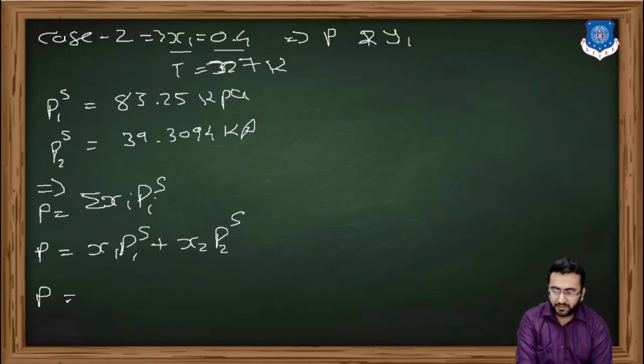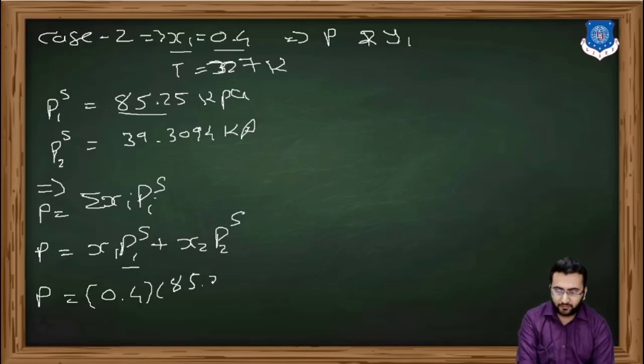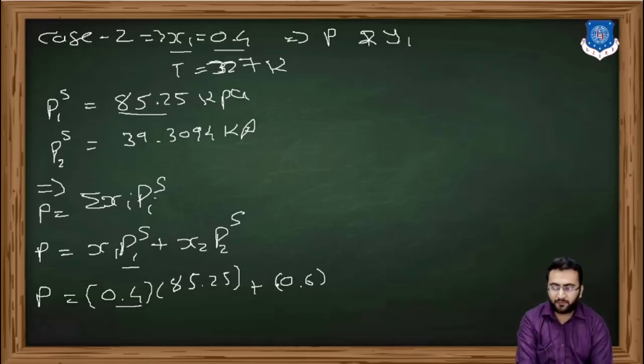So we can say that P is equal to 0.4 multiplied by the value of P1, which is 85.25, plus for the x2, we have to calculate x2. Here x1 is 0.4, so we can directly say that x2 is 0.6, because x2 can be given by 1 minus x1. So 1 minus 0.4 makes 0.6, and P2, which we already found, is 39.3094.